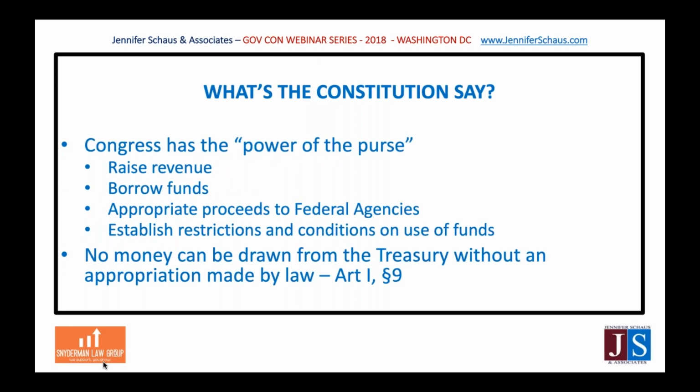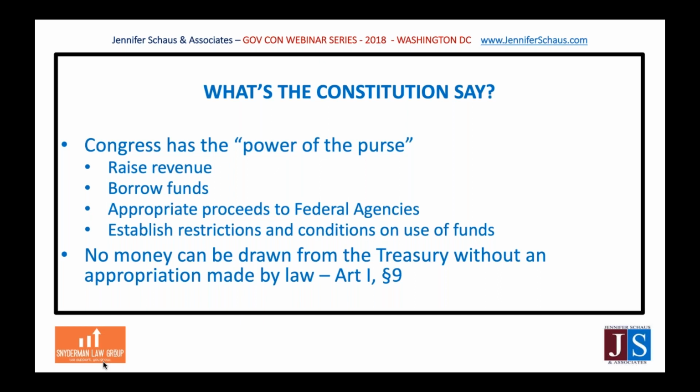So what does the Constitution say about the budget? Well, Congress, as you remember from political science, maybe civics 101 back in high school, has what's called the power of the purse. What does the power of the purse mean? It means they have the power to raise revenue, so they can levy taxes. They can borrow money. They can appropriate proceeds to federal agencies, so they actually make the appropriations to the federal agencies to spend money. And they can also establish restrictions and conditions on how those funds are used.